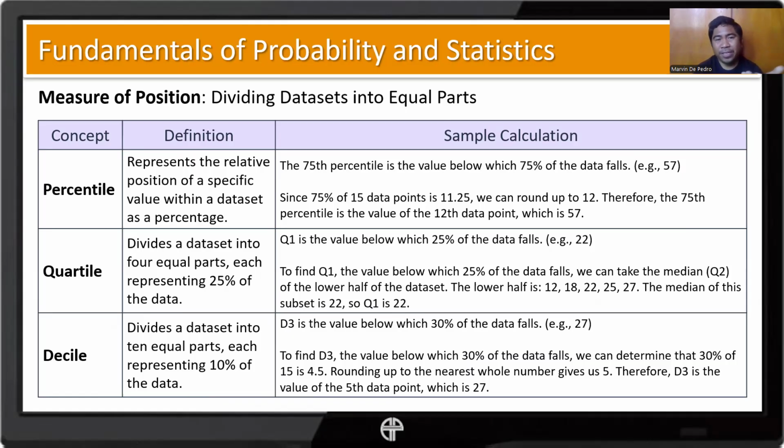Okay. Lastly, we also have the decile, which divides a dataset into 10 equal parts. If quartile divides into four equal parts, with decile we have 10 equal parts. So this is not quite used in data analysis, but it's good to know also. Among the three, the quartile is the most commonly used, okay, because of such a thing as the interquartile range. Okay, so this is just a bonus topic, by the way.